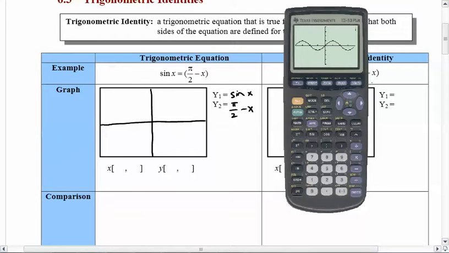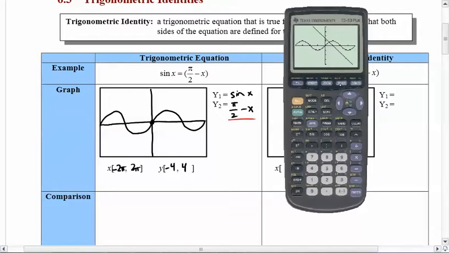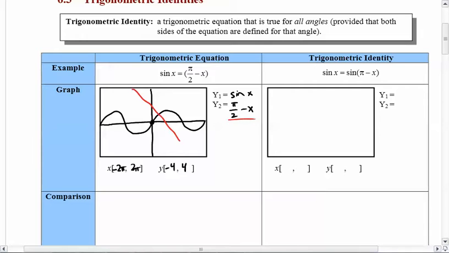So there's my basic sine shape. I've got a trig zoom right now. So if you go to your zoom menu, choose number 7, zoom trig. And we can graph that out here. So sine starts in the middle, goes up, and comes back after 2 pi. Okay, so this is my basic trig window from negative 2 pi to 2 pi, negative 4 to 4. And then my line pi over 2 minus x is a straight line with a y-intercept of pi over 2 and a slope of negative 1. And then those two cross at one point, and this is called the solution.